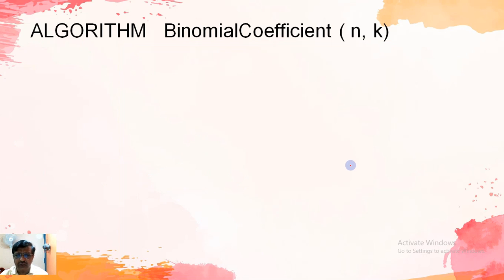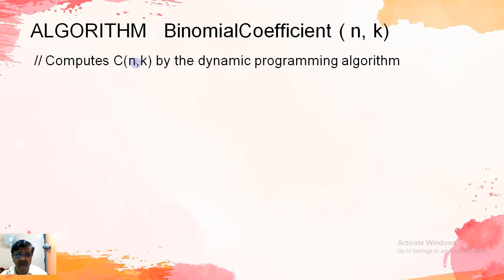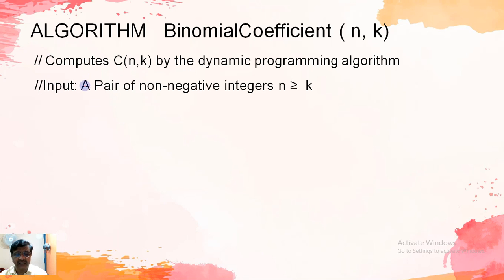So we will write the algorithm. Algorithm binomial coefficients. We need two parameters, that is n and k. n is greater than or equal to k, and both of them should be non-negative. k can be equal to 0 also. It computes C of n, k, combination of n items selecting k at a time by the dynamic programming algorithm, and the input is a pair of non-negative integers, n greater than or equal to k.